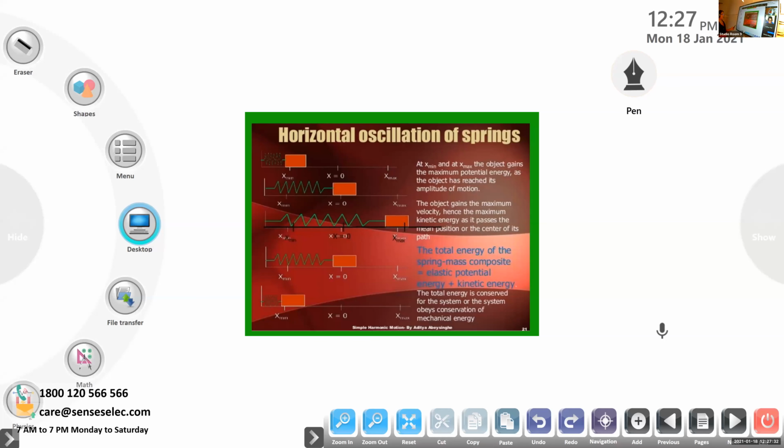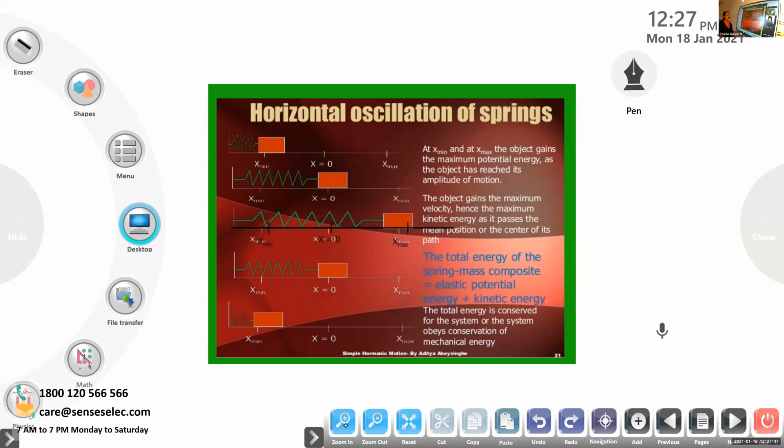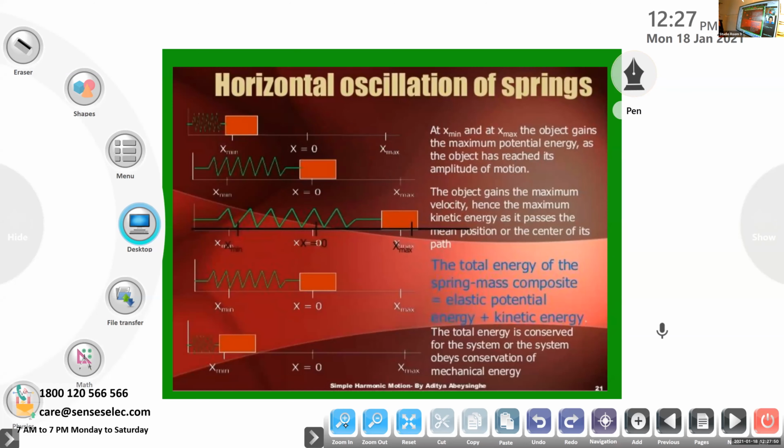So we can also have oscillation of the springs two ways. Already we have done horizontal oscillation and vertical oscillation. We discussed that in both cases, all these quantities, velocity, acceleration, are the same. So in horizontal oscillation, you can see this is the minimum position before oscillating. Already we explained. And this is after extending.